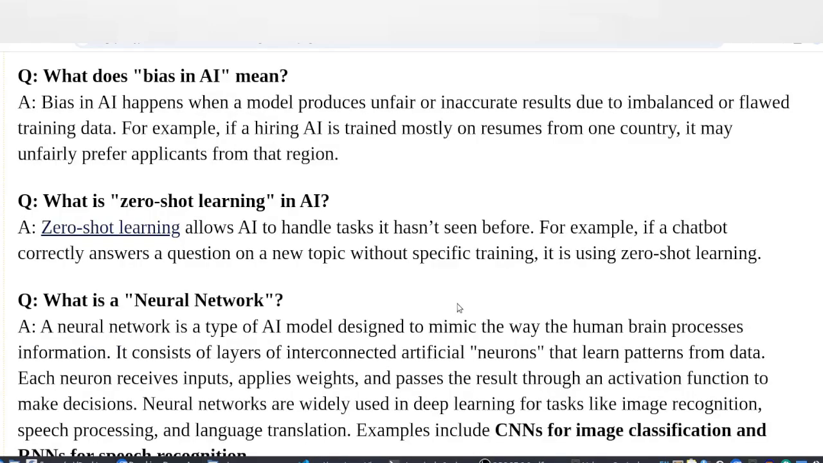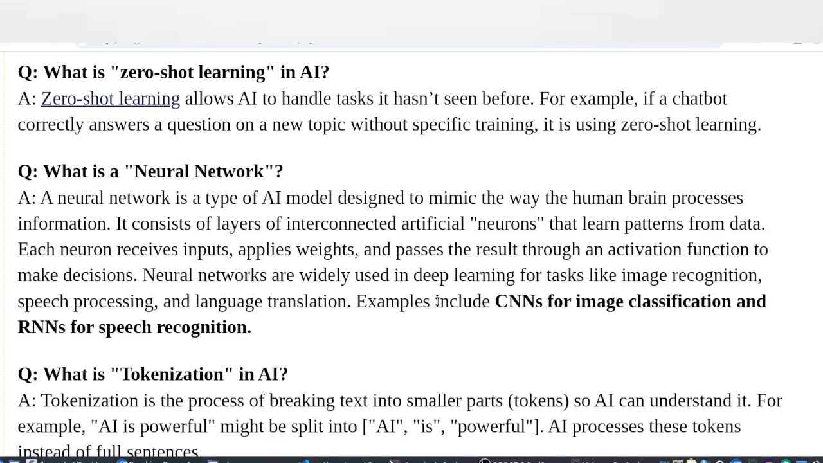Then what is zero-shot learning? Zero-shot learning allows AI to handle tasks it hasn't seen before. For example, if a chatbot correctly answers a question on a new topic without specific training, it is using zero-shot learning. Or if you are using a model which is not trained with zebra images, but it is able to detect a zebra image as a zebra, then it is known as zero-shot learning. Basically, it will be using text descriptions to identify. So without image training, it will be able to do that. This is known as zero-shot learning.